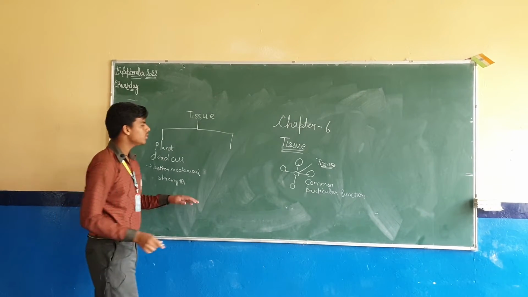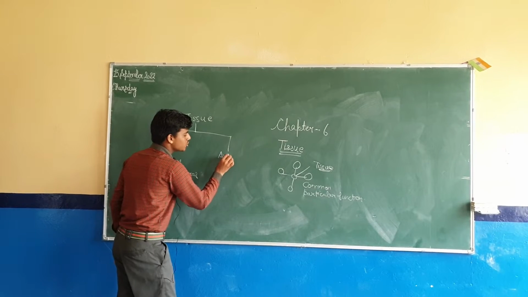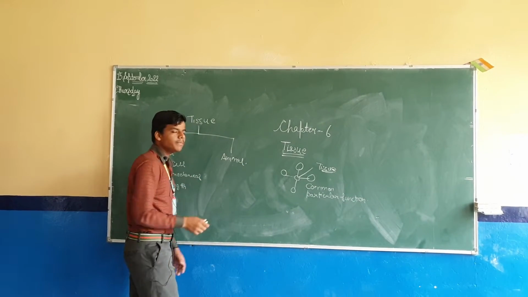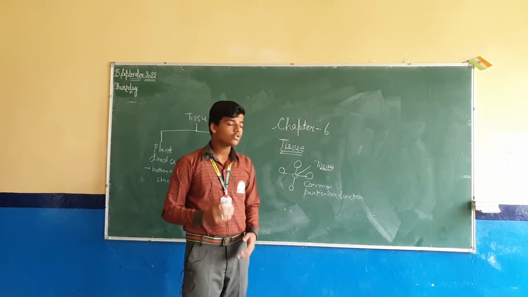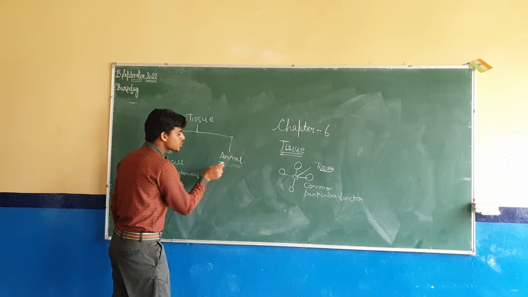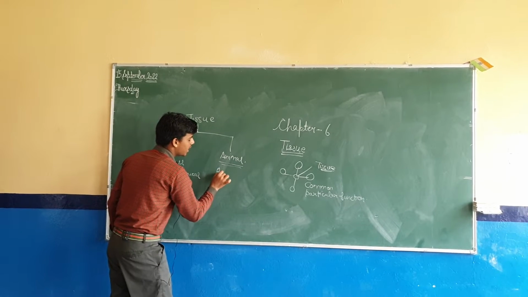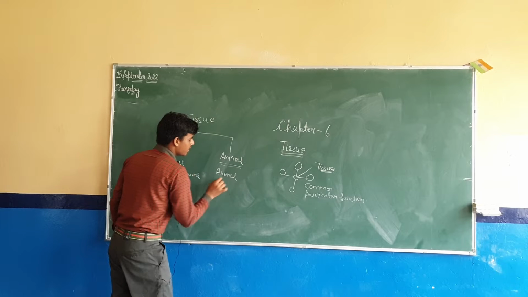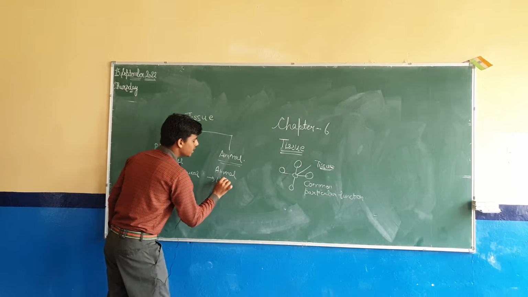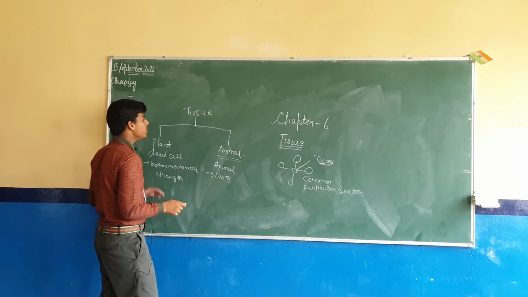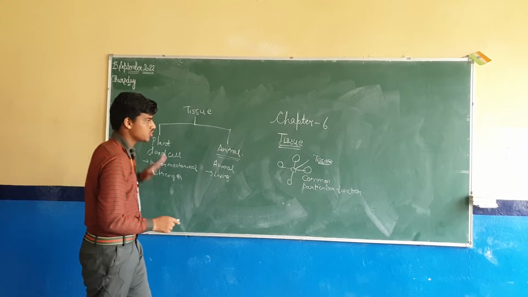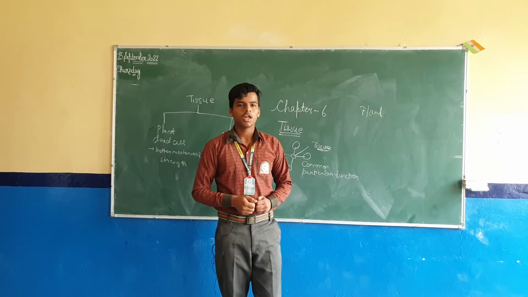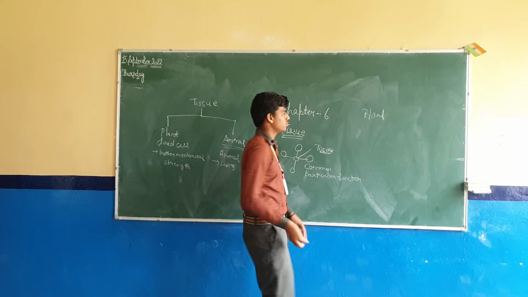Now we will move to the second part, that is animal tissue. Animals move here and there in search of food and shelter. Most of the tissue in animals are living. So we will move further to the classification of plant tissue.